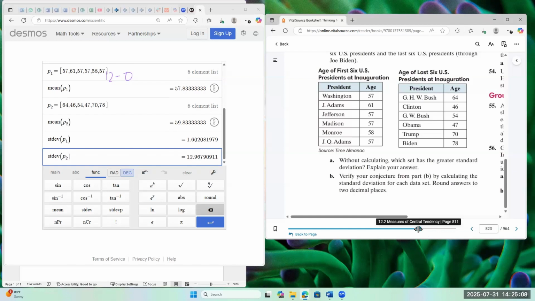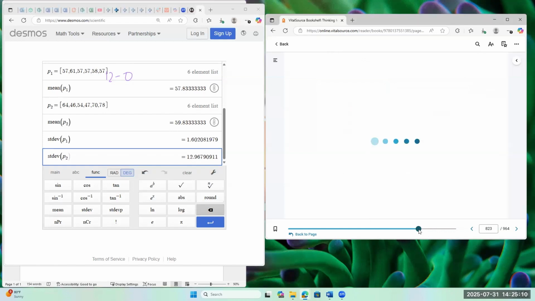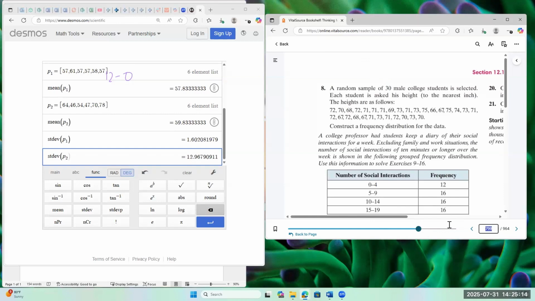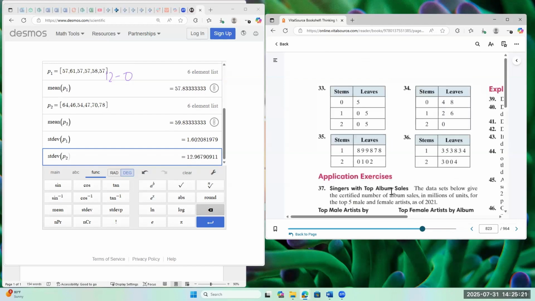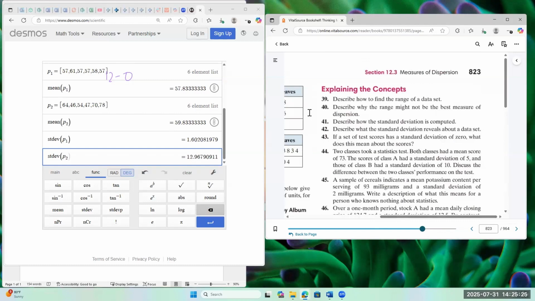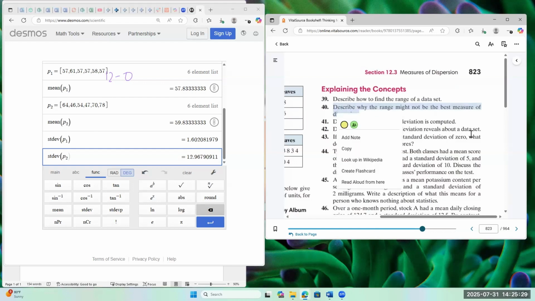And then let's see. Oops, I did not want to do that. Let me go back. I hit the wrong button. Okay. I wanted to look at this problem over here, number 40: why the range might not be the best measure of dispersion.